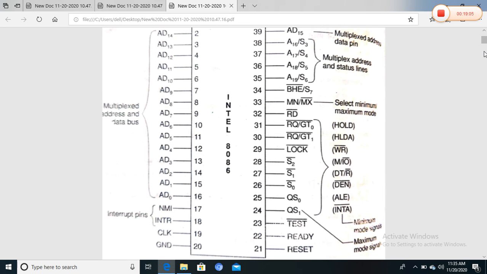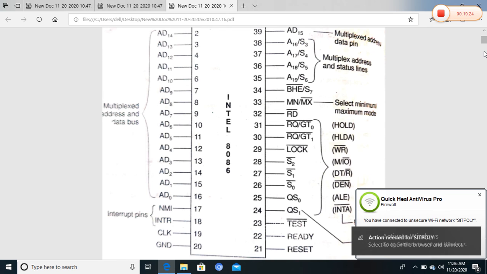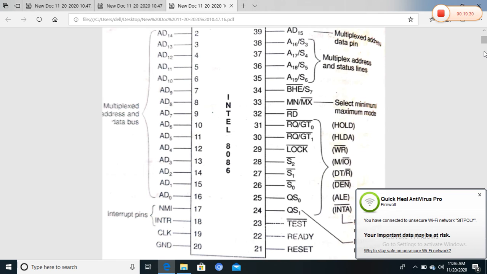Next pin is ALE, pin number 25, address latch enable. It is an active high pulse issued by the processor during the T1 state of the bus cycle, and it indicates the availability of a valid address on AD0 to AD15, and this is latched by the 8282. Next pin is DEN bar, data enable. This signal indicates the availability of valid data on the data lines.